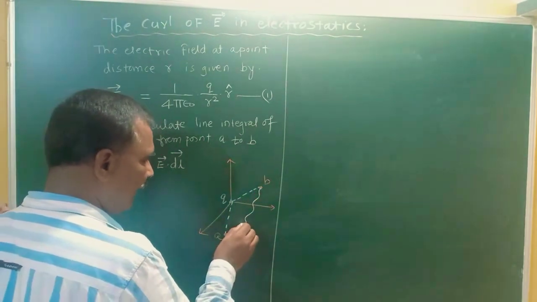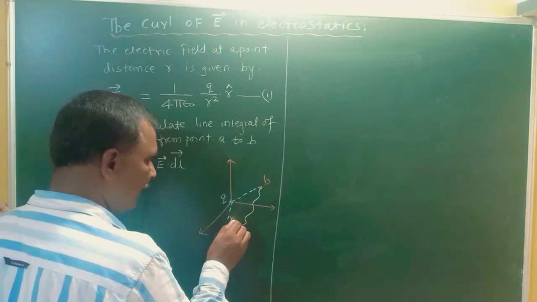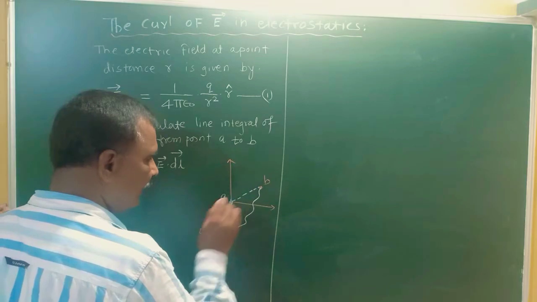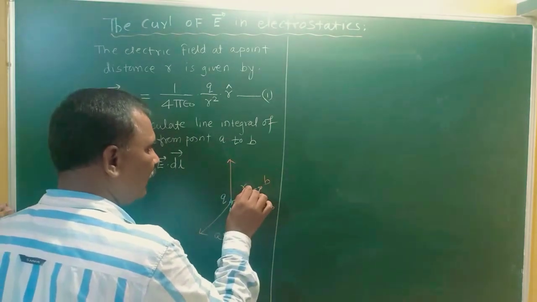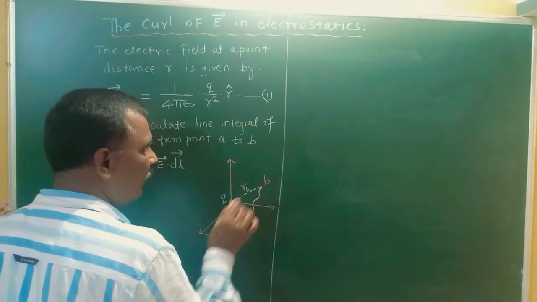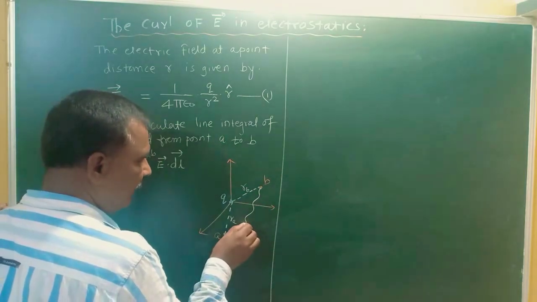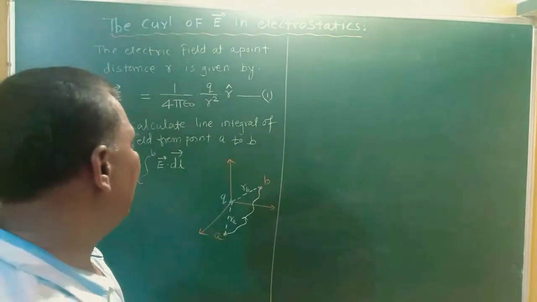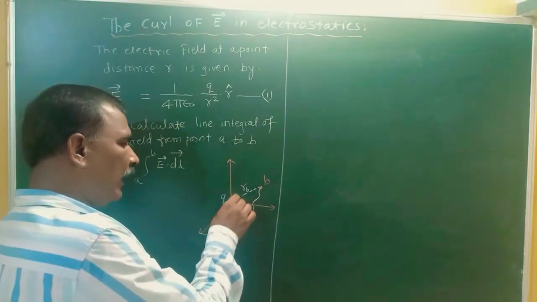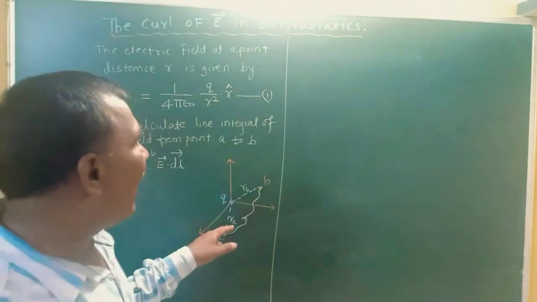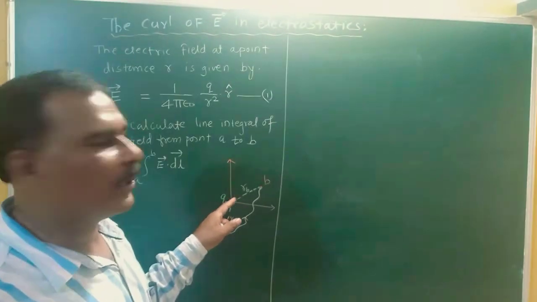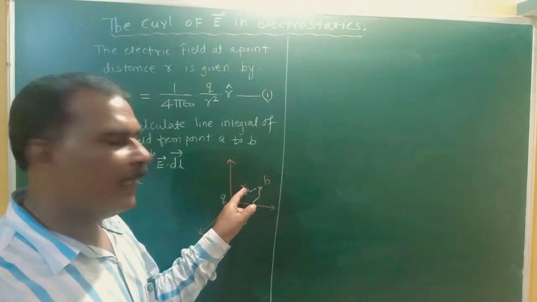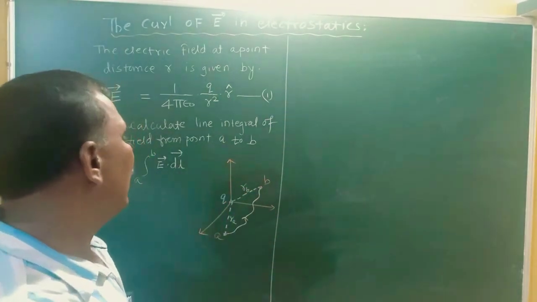This is the way. The distance to this point is RA, and this one is RB, and this is the path of integration from A to B. Point A is at a distance RA from the charge Q, and point B is at a distance RB from the charge Q.